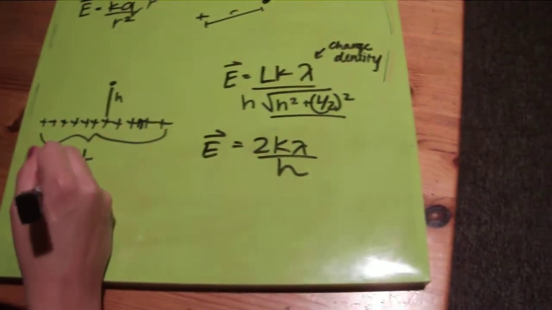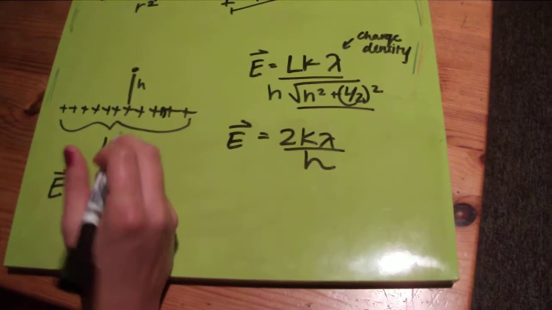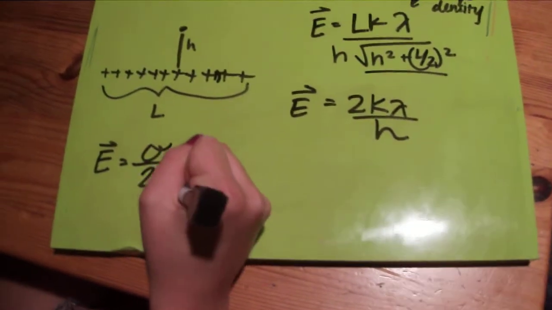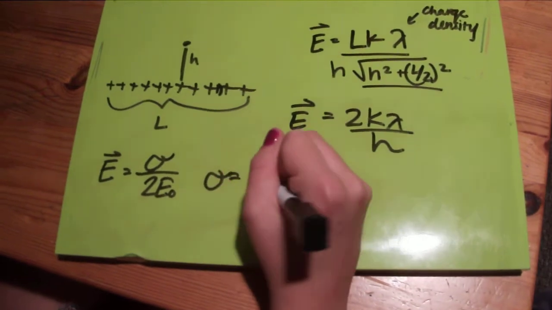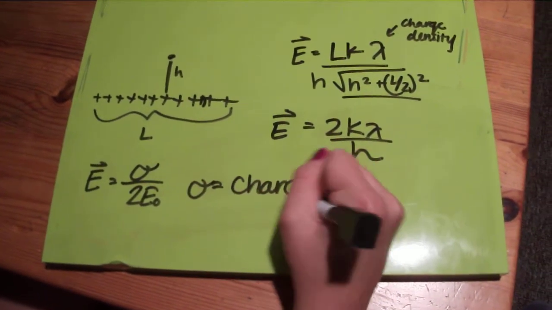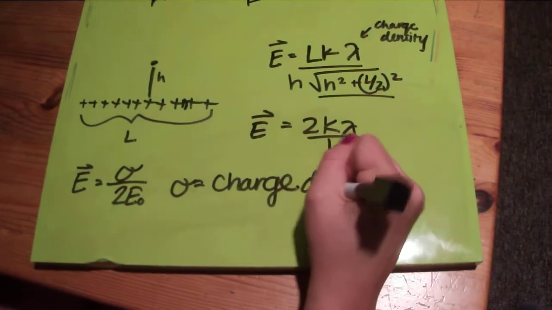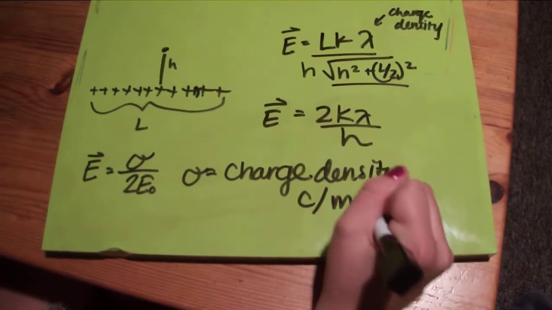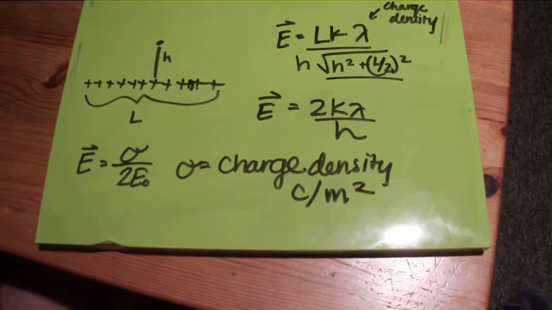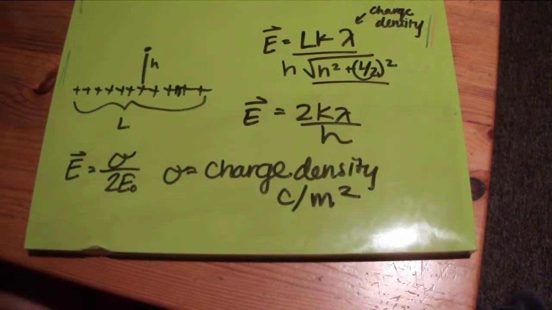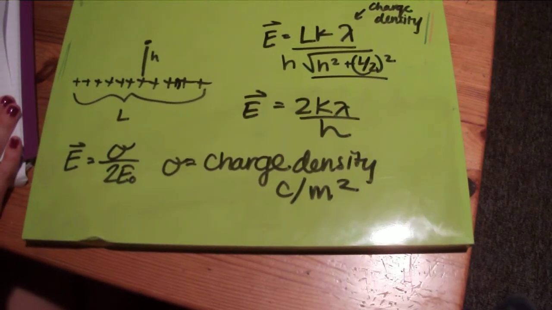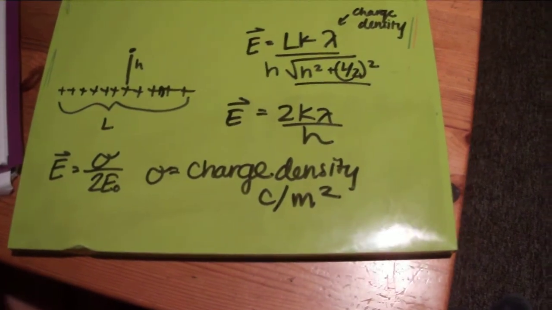E charge of a plane is this equation right here, where sigma equals charge density in 2 dimensions, which is coulombs per meter squared. Now let's talk about the ring and the disc, and we will be done.